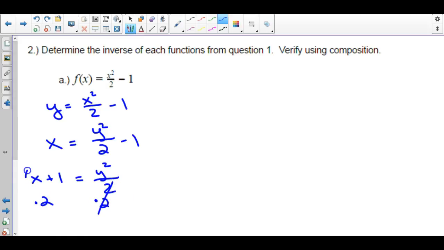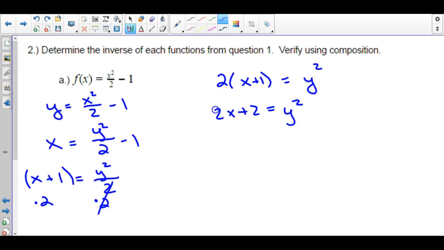And that's going to, if I throw this left side in parentheses, I'm going to have 2 times (x plus 1), and on the right side, I have y squared. I'm going to take that a step further, and I'm actually going to distribute that. And this is what I end up with.